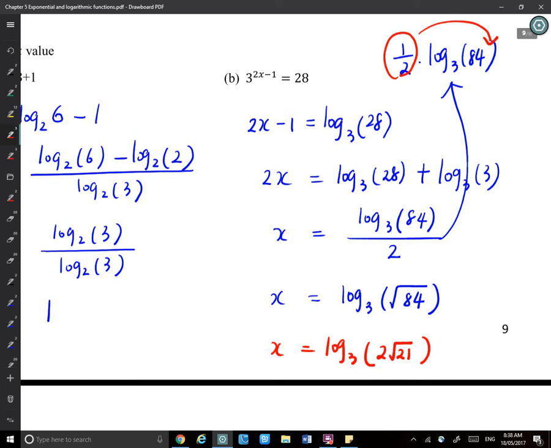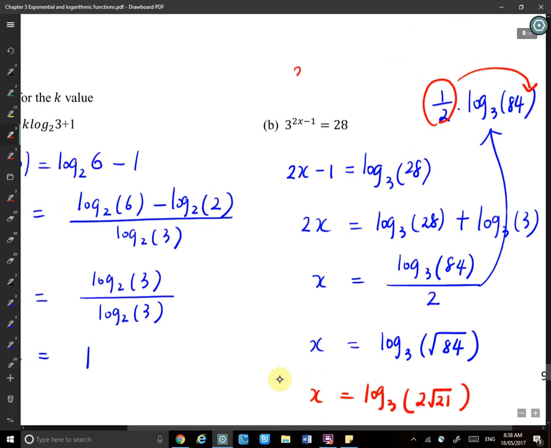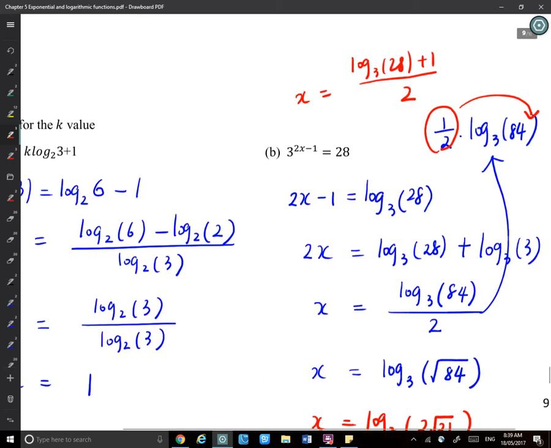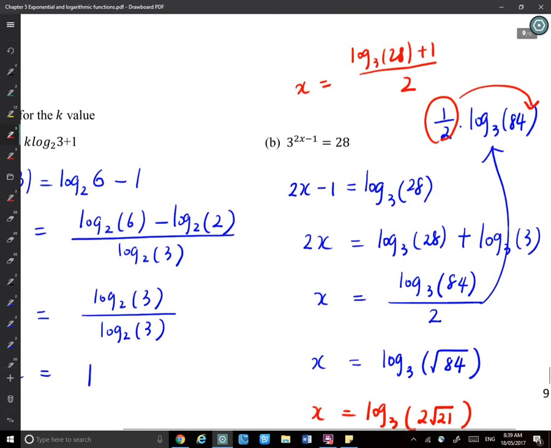But let's say it's not really necessary to simplify to this form. I can just simply write my answer as x equals log base 3 of 28 plus 1, divided by 2. There is nothing wrong with it. It's also alright, because the simplified form doesn't really look better than that one. So it's not necessary, but it's good to see all of these workings.